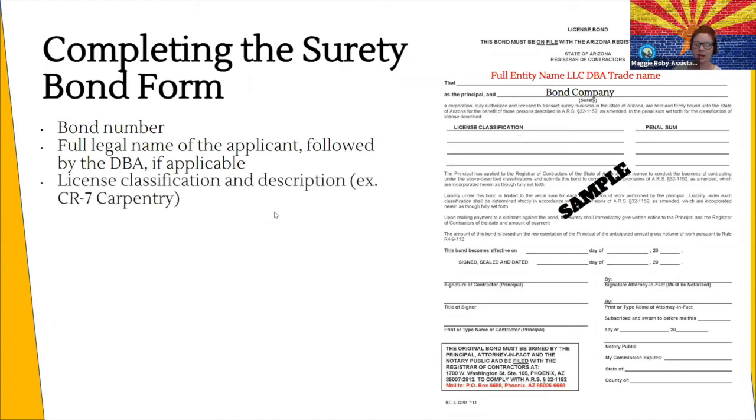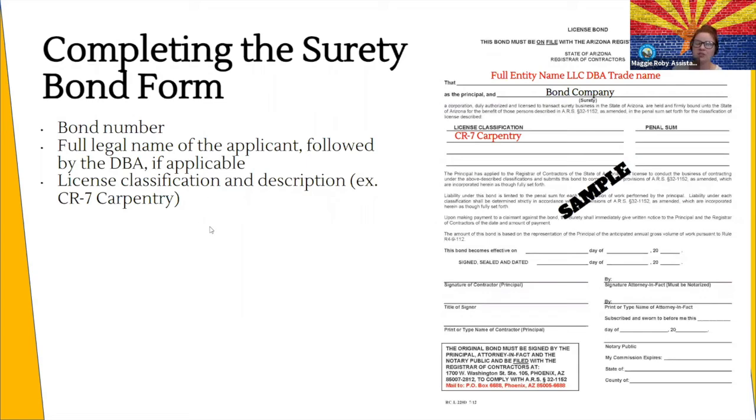So if you are applying as a sole proprietor, then you will need to make sure that your full legal name as it is shown on your ID is listed on the bond. If you are applying as an entity, your entity name would need to be on that bond. If you have a DBA, you also want to make sure that that DBA is included on there, as we see a lot of times the errors in the bonds come from the DBA not being included.